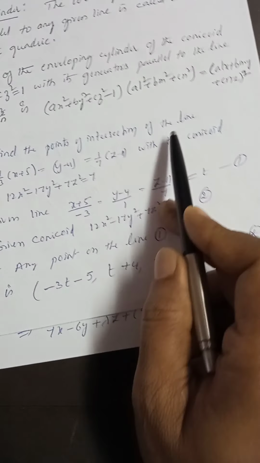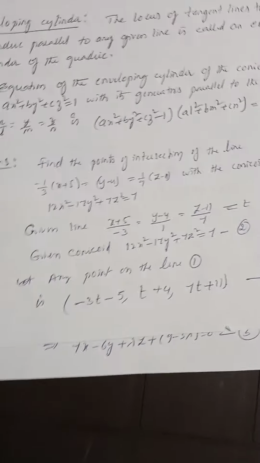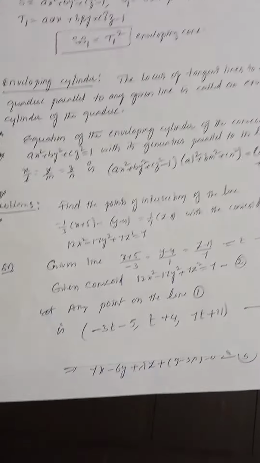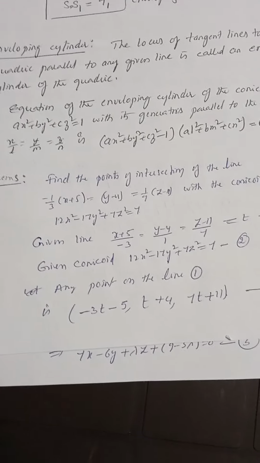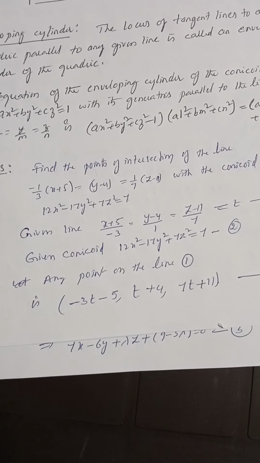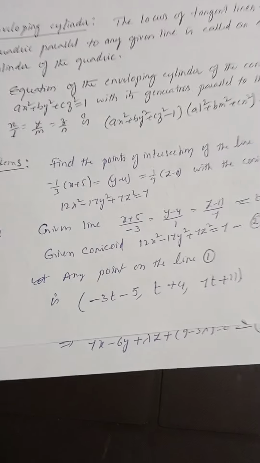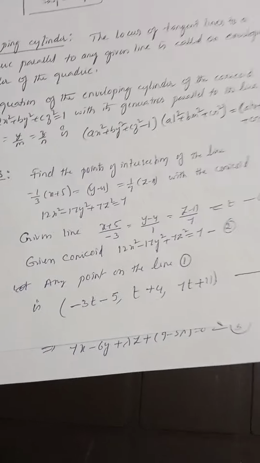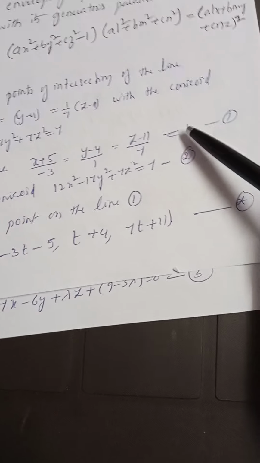Now find the points of intersection of the line, right, with the conicoid. Now how to find the points of intersection? Simply, you have to write the given equations. One line equation is given to you, right? Now another surface is given to you. Now what we have to do to find the points of intersection? We have to choose an arbitrary point on the given line. How to choose an arbitrary point or a random point on the given line? Now we have to equate the given line to a variable r or t. Here I am equating the given line to a variable t.